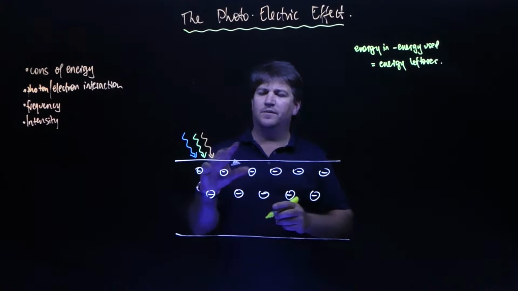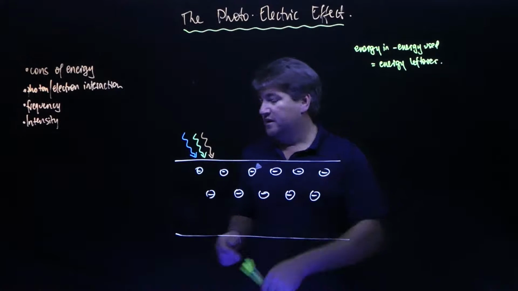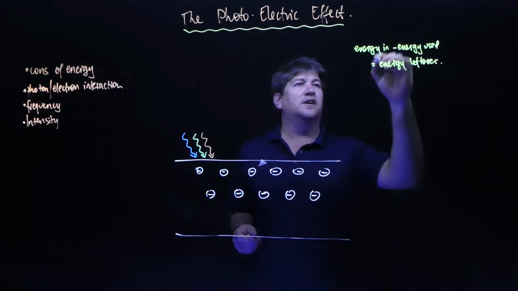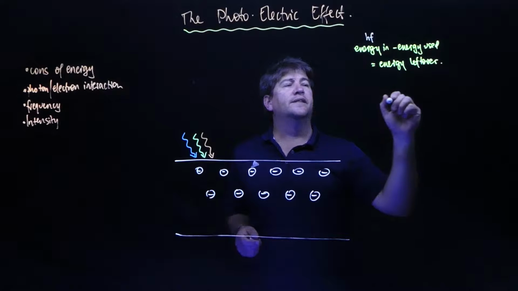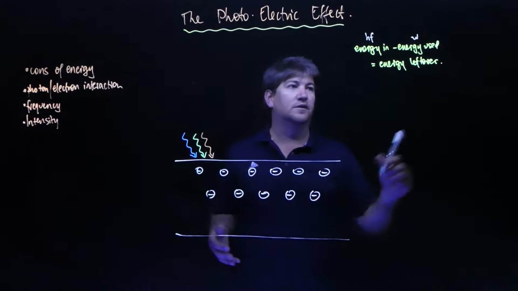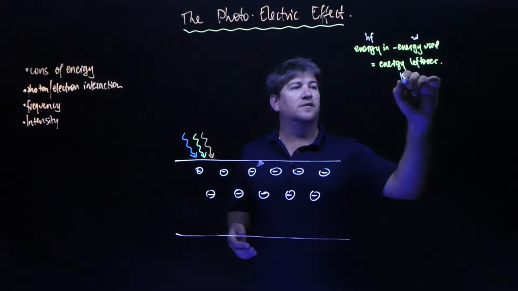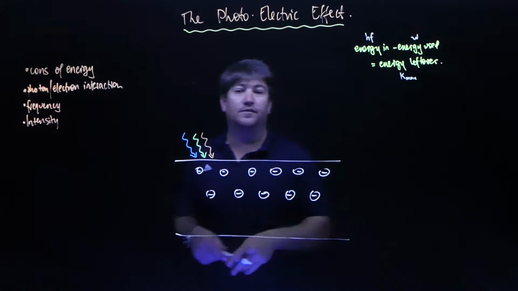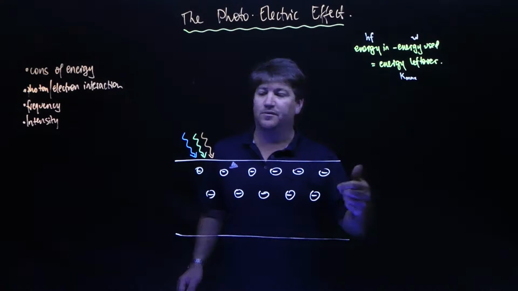In terms of the photoelectric effect though, the energy in is from the photons. The energy used is the work function of the material itself, and the energy left over is the K max, or KE max, of the electrons as they exit the metal surface.